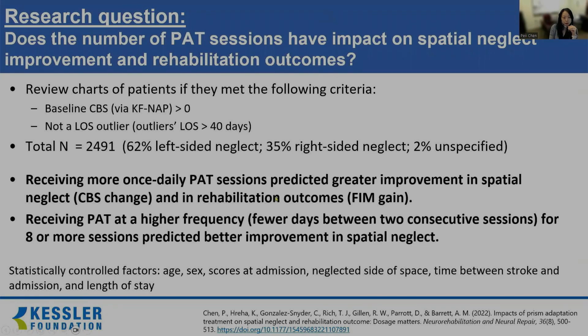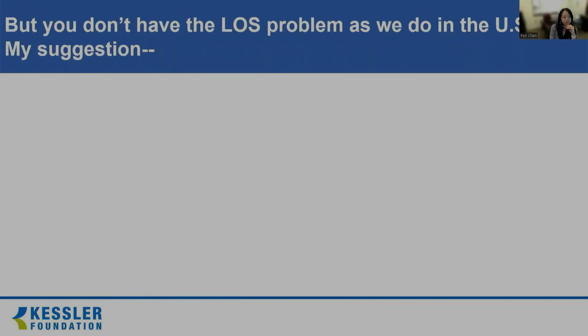I'm going to emphasize the results. We found that receiving more sessions, where each day they receive one session, predicts greater improvement in both spatial neglect and the rehabilitation outcome. And patients who can receive higher frequency, meaning fewer days between 2 consecutive sessions, ideally consecutive days, if they receive higher frequency and a higher number of sessions, they are predicted to have even better improvement. So we really recommend using Prism adaptation treatment in inpatient rehabilitation, and the more the better.